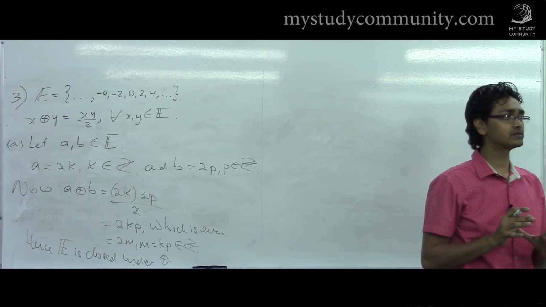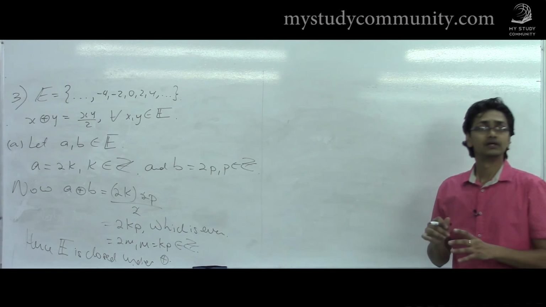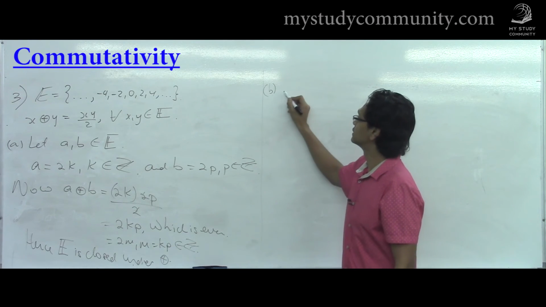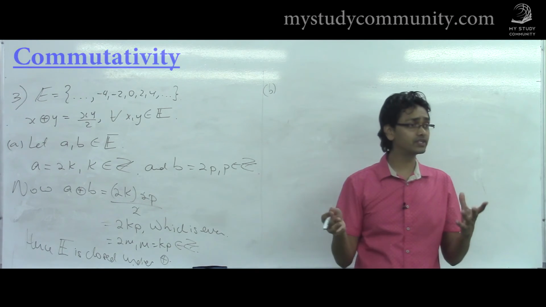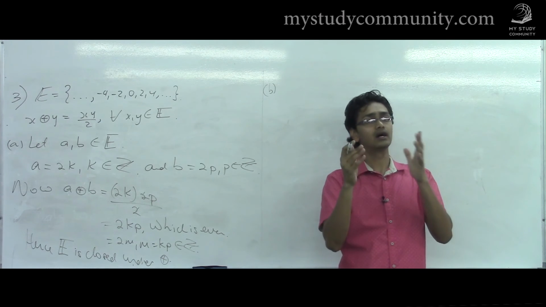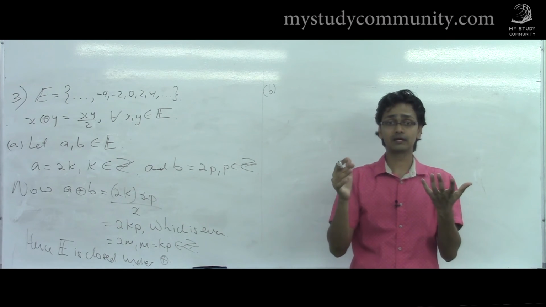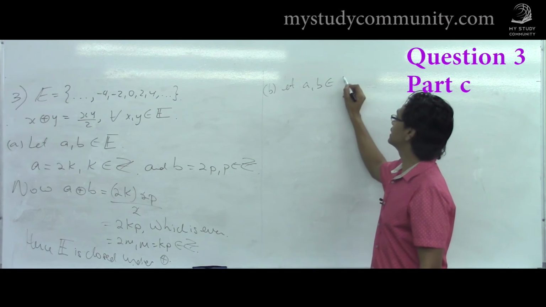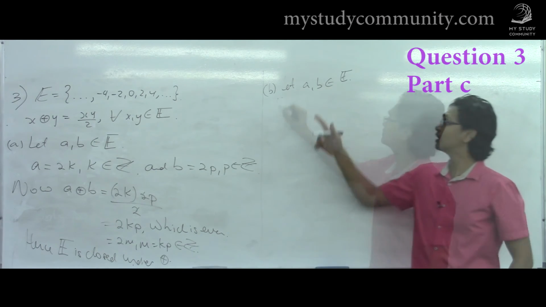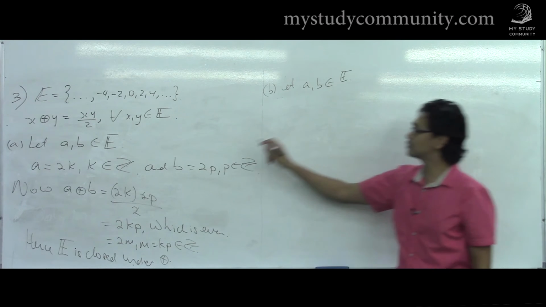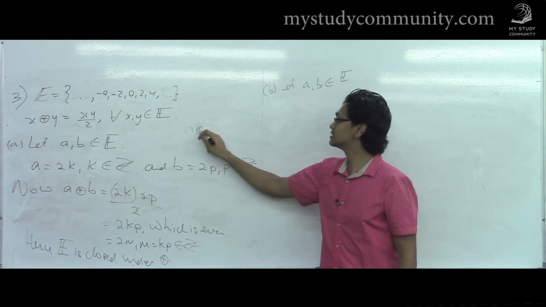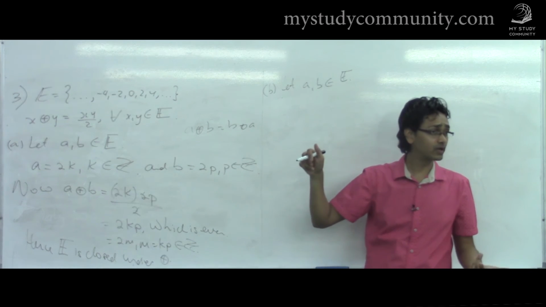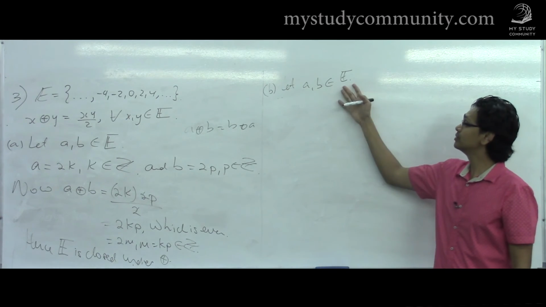Anybody else any questions? So now we go on to commutativity. Again, for commutativity, we take two elements and we want to show that the order doesn't matter. So we can still take A and B be elements of E, and we want to show that A circle plus B equals to B circle plus A. Yes? Straightforward. Let A and B be in E.